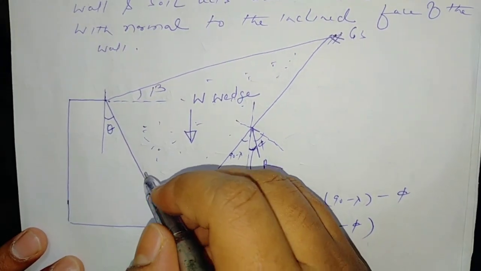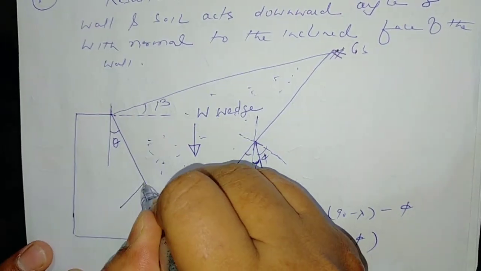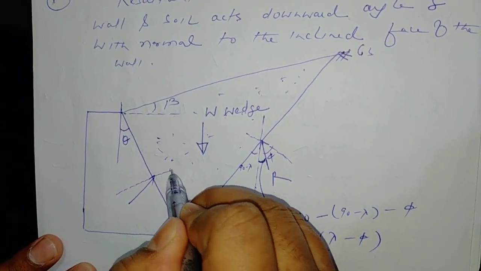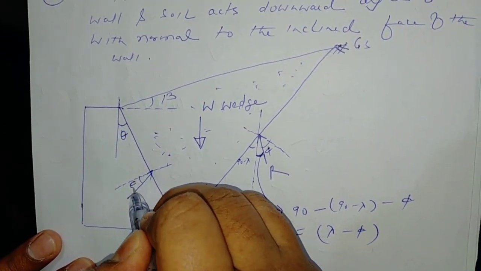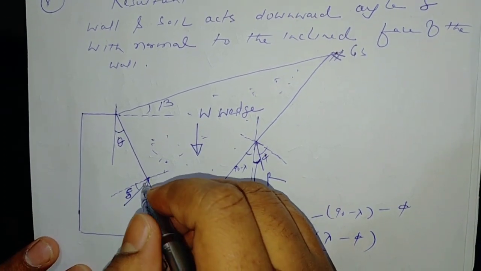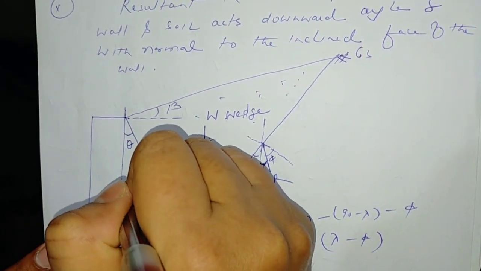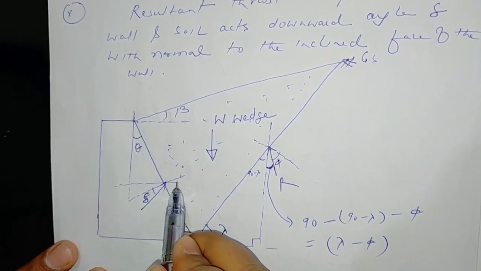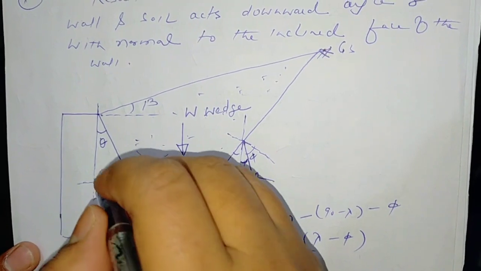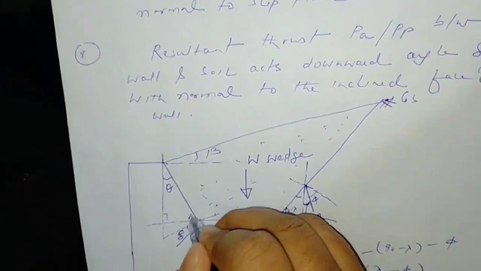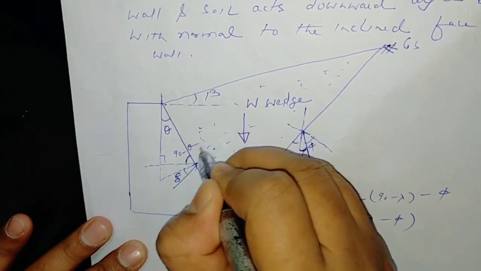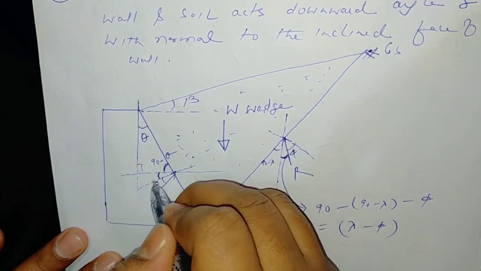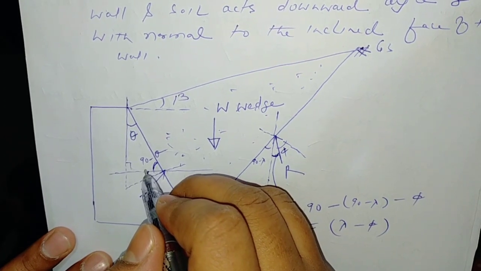Similarly, the active or passive thrust acts at an angle of delta with the normal, where delta is the wall friction angle. If this angle is theta, let us take a horizontal line. If this is 90 degrees, this angle is 90 minus theta. If this angle is 90 minus theta, what is the angle of the normal with the horizontal?